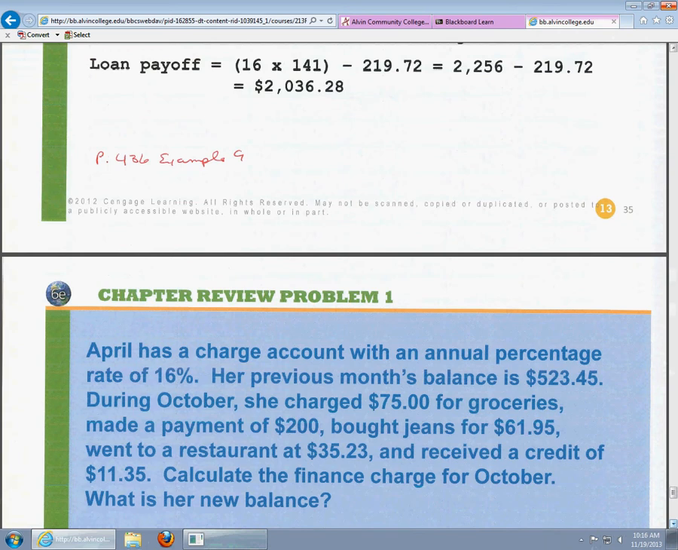And April has a charge account with an annual percentage rate of 16%. Her previous month's balance is $523.45. During October, she charged $75 for groceries, made a payment of $200, bought jeans for $61.95, went to a restaurant at $35.23, and received a credit of $11.35. Calculate the financial charge for October and what is the new balance.